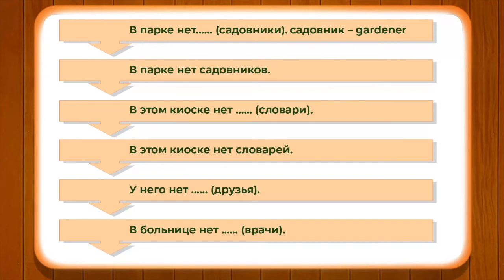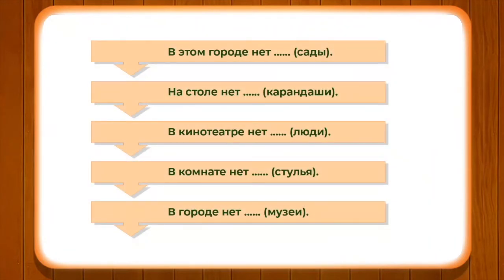Now let's pay attention to some more examples we have. В этом городе нет... что нет? Сады in nominative. So сад, we know, is inanimate, changes into чего нет, садов нет. В этом городе нет садов. So accordingly you can change the rest of the exercise.